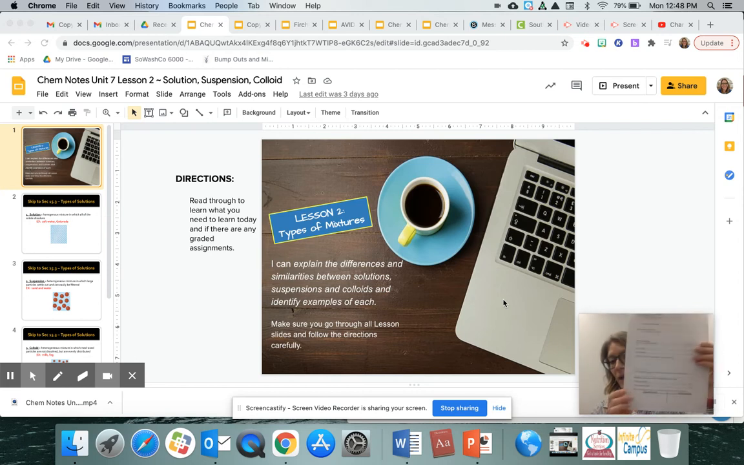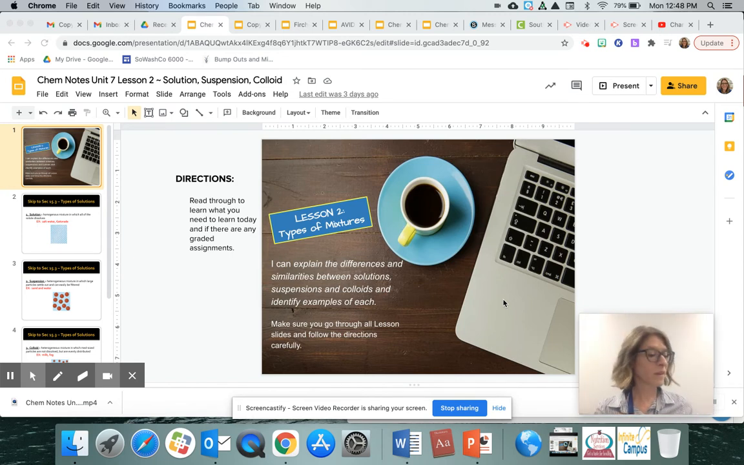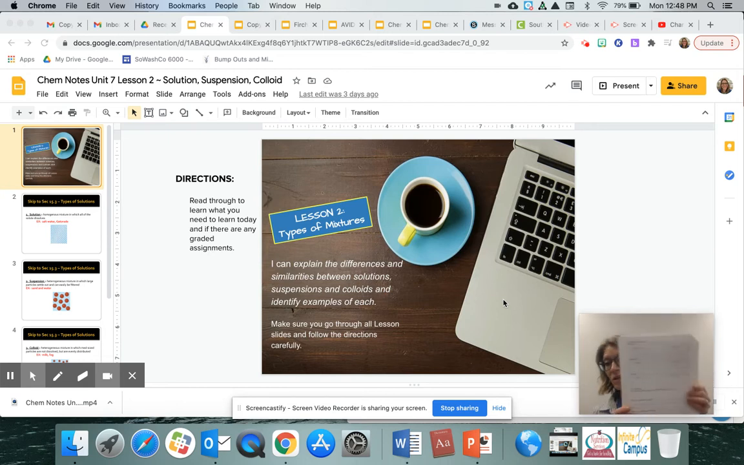The other thing at the bottom of page 1 of your notes, it has a line of information about electrolytes. We are actually going to skip electrolytes, so that bottom part with electrolytes you can skip over. So Lesson 2 notes would start on the top of the second page with solution, suspension, and colloid.